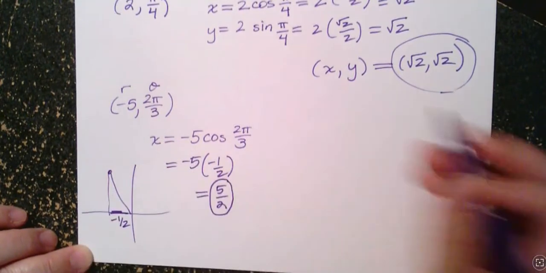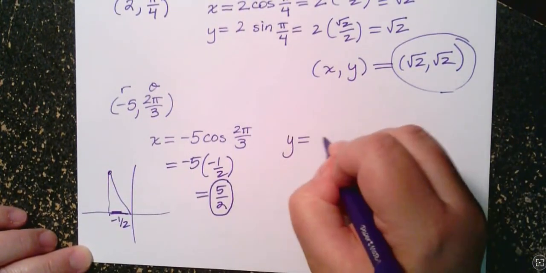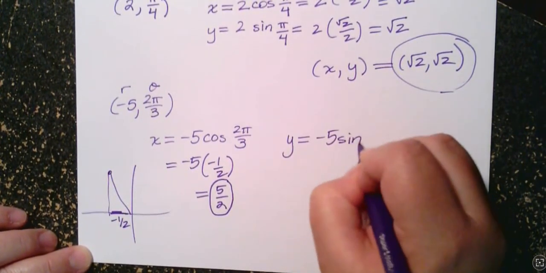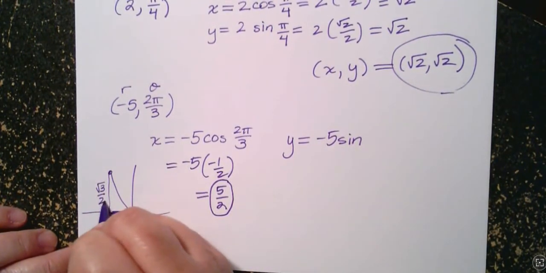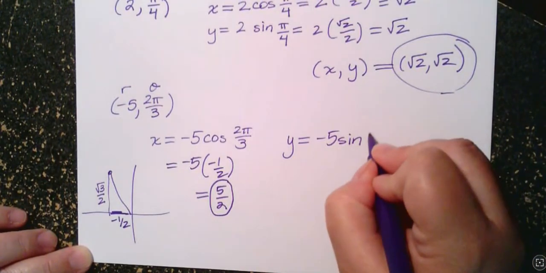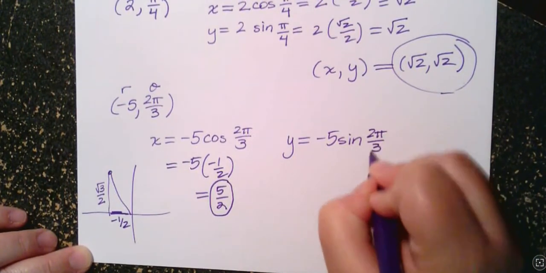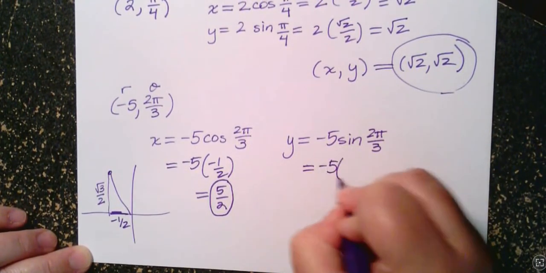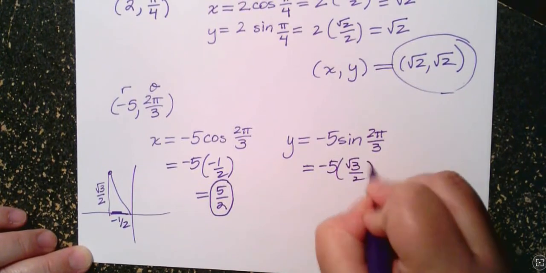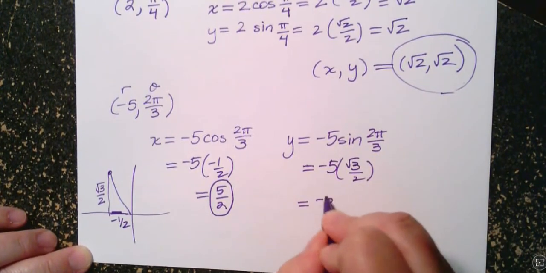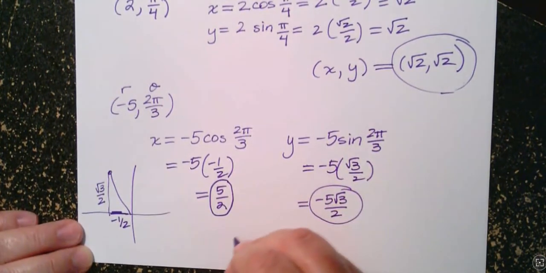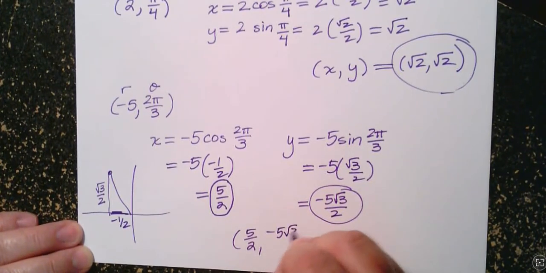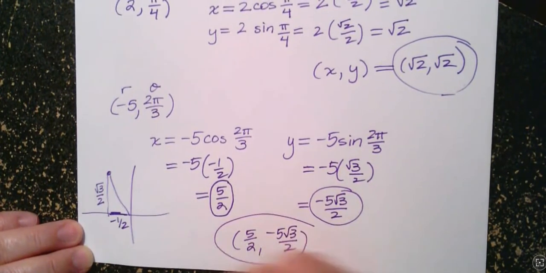And then same location, same angle is up root 3 over 2. So sine of 2 pi over 3 is root 3 over 2. And so I get -5 root 3 over 2. So my rectangular coordinates are 5/2 and -5 root 3 over 2. And that's my answer.